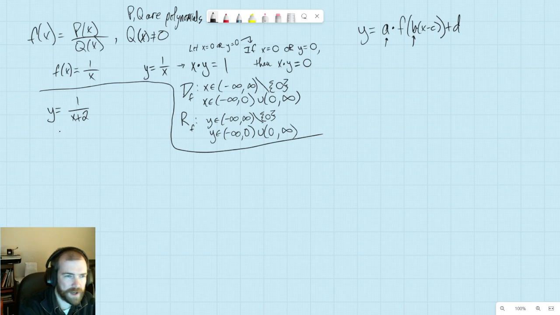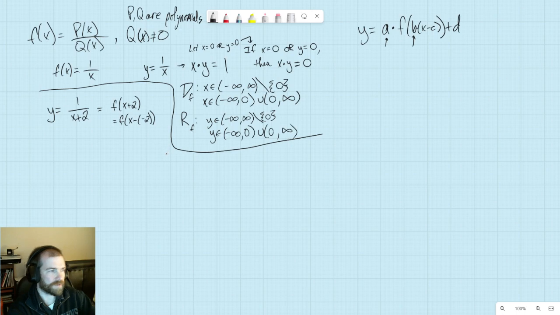So when we start looking at that, we say that this is the same as our original function up here, f of x plus 2. So therefore that's f of x minus negative 2. So it's going to be a shift 2 to the left. That's my left. 2 to the left.